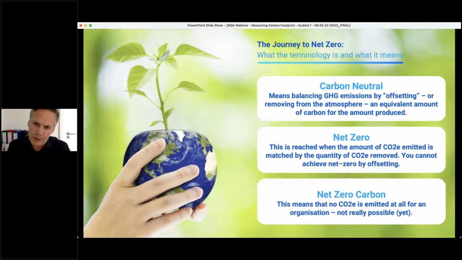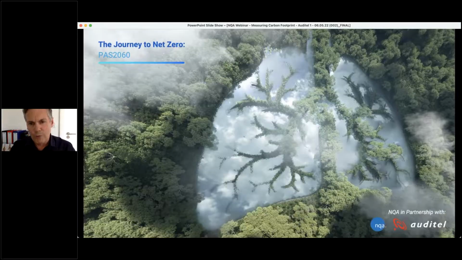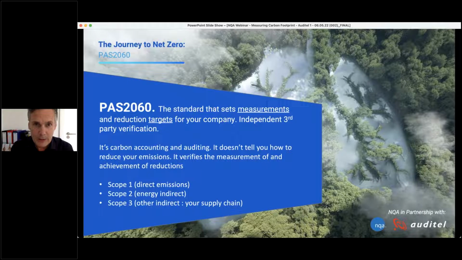And the area of offsetting, we're going to follow up in the next couple of webinars around definitions of offsetting and how you approach offsetting. And the final part is net zero carbon. So that means there's no CO2 being emitted by an organization. Actually, that's not really possible yet, but obviously there are lots of investments going into technology. So that gives you a rounded view of the environment and context. And now over to Sean, who's going to talk about PAS 2060 and delve into the detail around a carbon footprint and how you produce it.